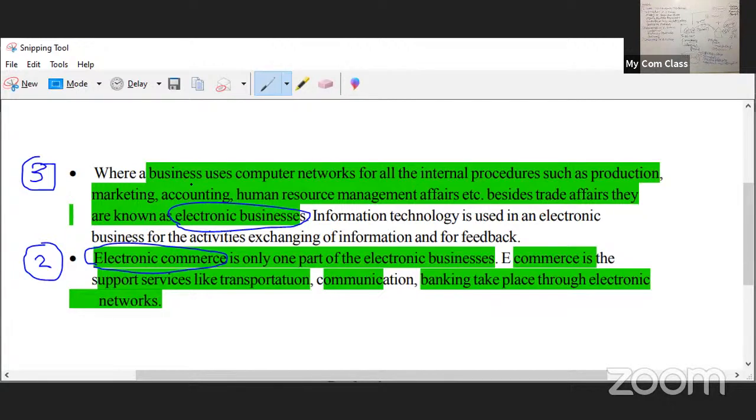Then it says where a business uses computer networks for all internal procedures: production, marketing, accounting, HR, all the affairs. Besides the trade affairs, electronic trade is also included, as we said. So that's the electronic business. This one is not needed.